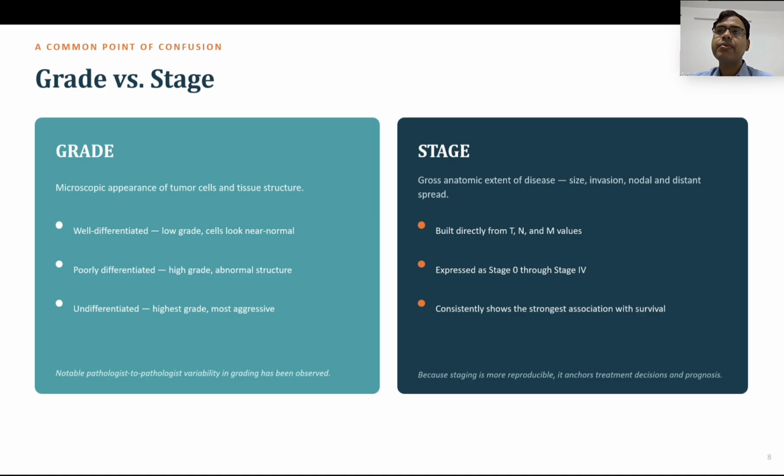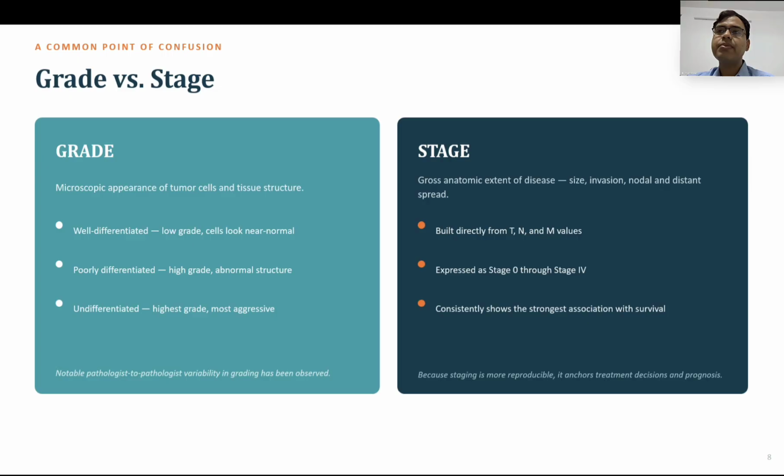Now, stage, as I said, we have TNM, and we sum all of this up and put it into a stage. So, stage actually means the gross anatomic extent of the disease, whether it is local, loco-regional, or spread throughout the body. It is a summation of the size of the disease, invasion into local structures, into nodal structures, as well as distant metastasis. As I said, it is a direct summation of the T, N and M values. It is expressed as stage 0 to stage 4, and it consistently shows the strongest association with survival.